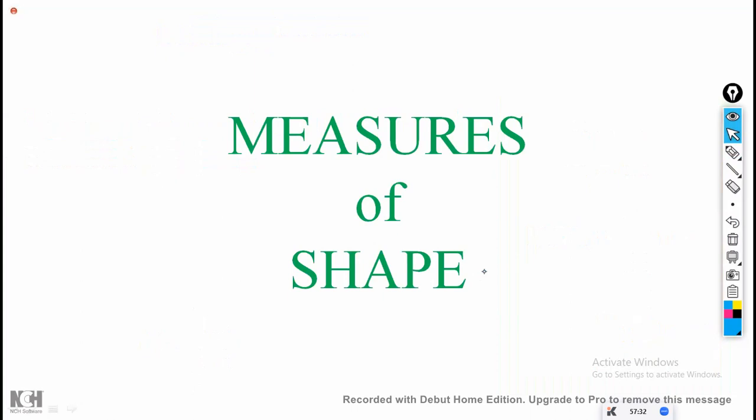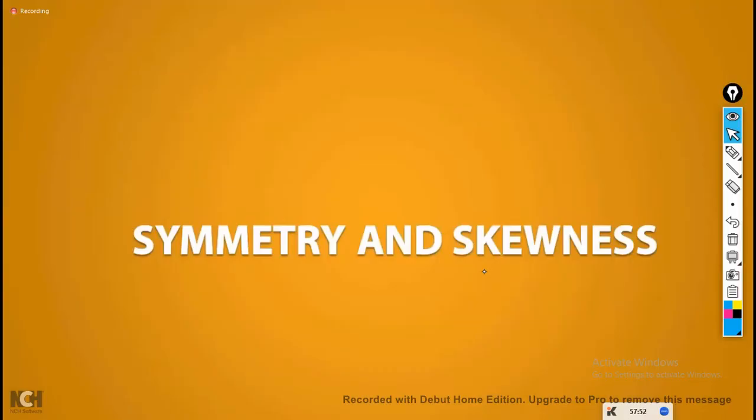Next one is measures of shape. Next heading is called measures of shape. What do the measures of shape tell us? Symmetry: whether the data is symmetrical or non-symmetrical. The shape of the data.